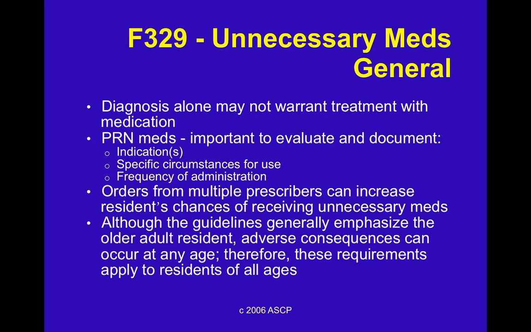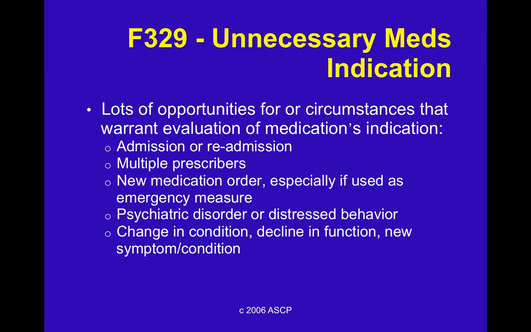And so all these guidelines generally emphasize and focus on the older adult resident, the geriatric resident. And so that's why I did post the new Beers criteria. I posted the table that is given by CMS to surveyors as a guidance of what type of medications we should look at. And some of these requirements may need to be applied to residents of all ages. So there are lots of opportunities or circumstances that warrant the evaluation of a medication's indication. Anytime we have an admission or readmission, we should always evaluate the need for that medication.